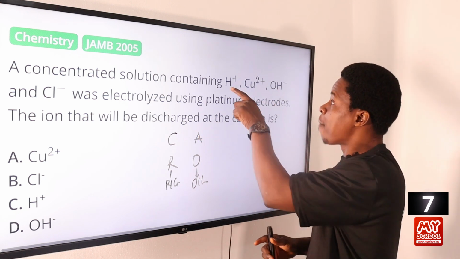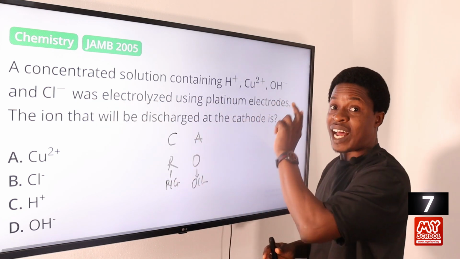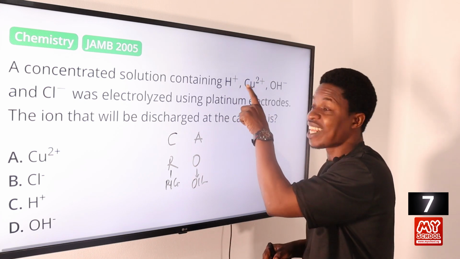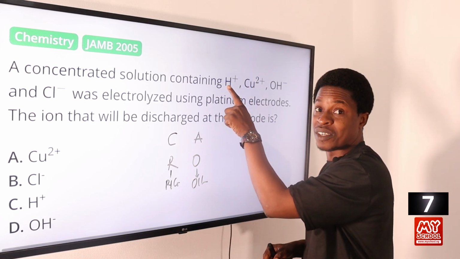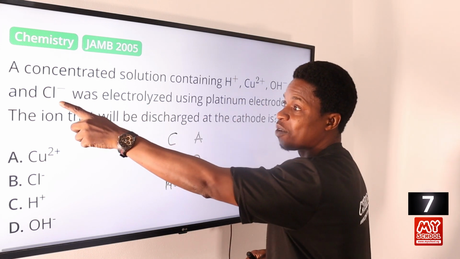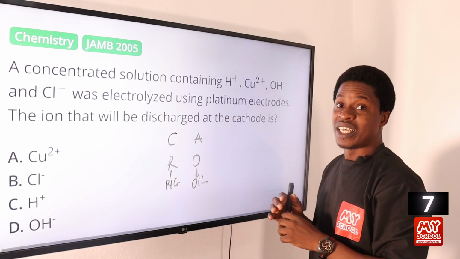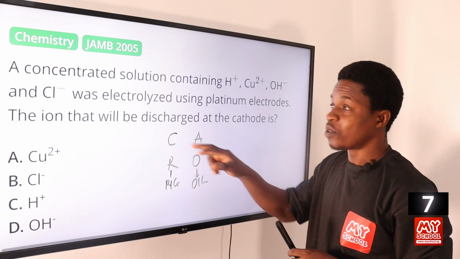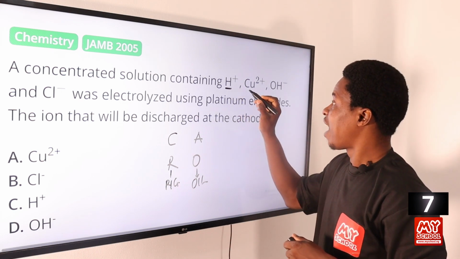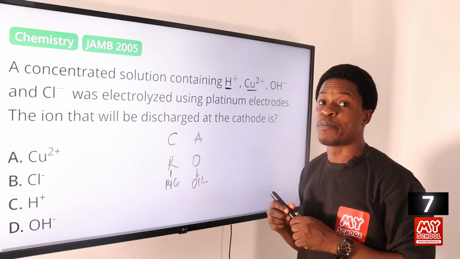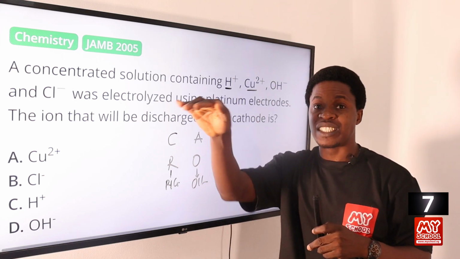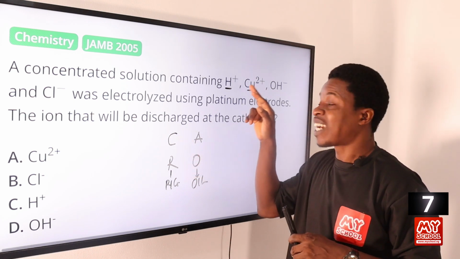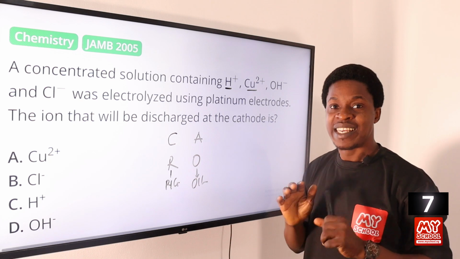Now what happens among these ions that are here? We have cations and we have anions. We have hydrogen ions and copper ions, these are the cations, while we have hydroxyl ion and chloride ion, which are the anions. So the cations that are positively charged will migrate towards the cathode. So hydrogen ion and copper ion are the two possible ions that migrate towards the cathode, because the cathode is negatively charged and the cations are positively charged ions. Now we have established that fact.